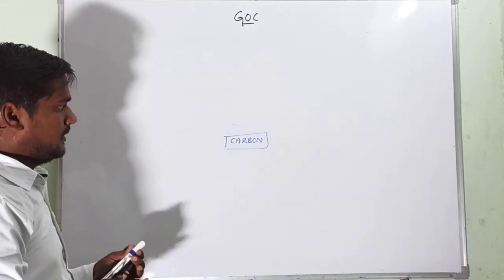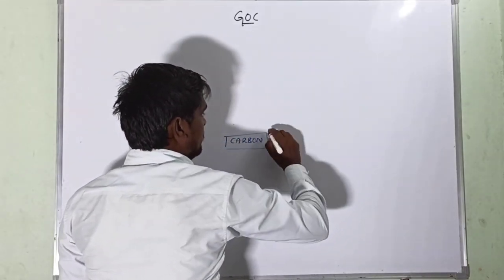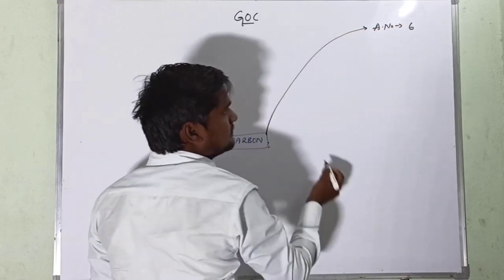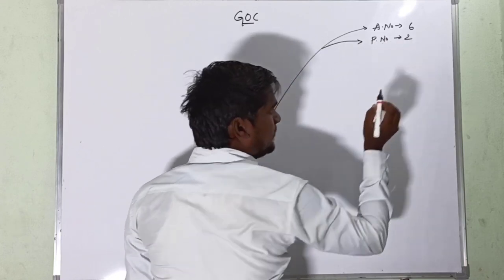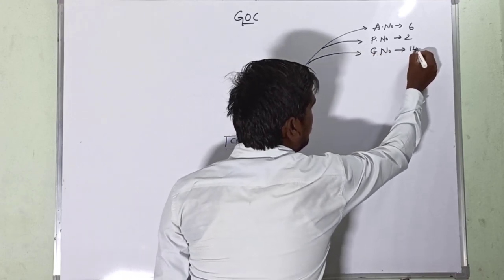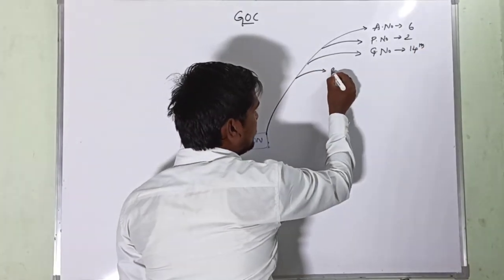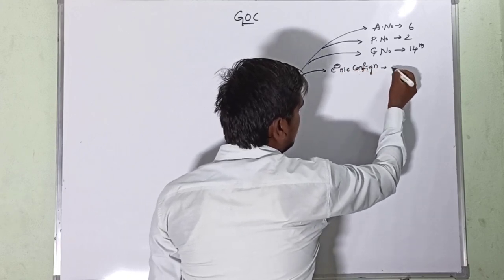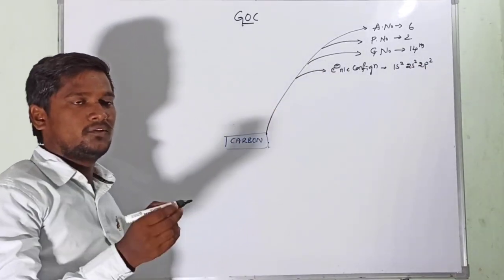So the atomic number of carbon is 6. The period number of carbon is 2, second period. The group number of carbon is 14, it belongs to the 14th group. Now the electronic configuration is 1s2 2s2 2p2.